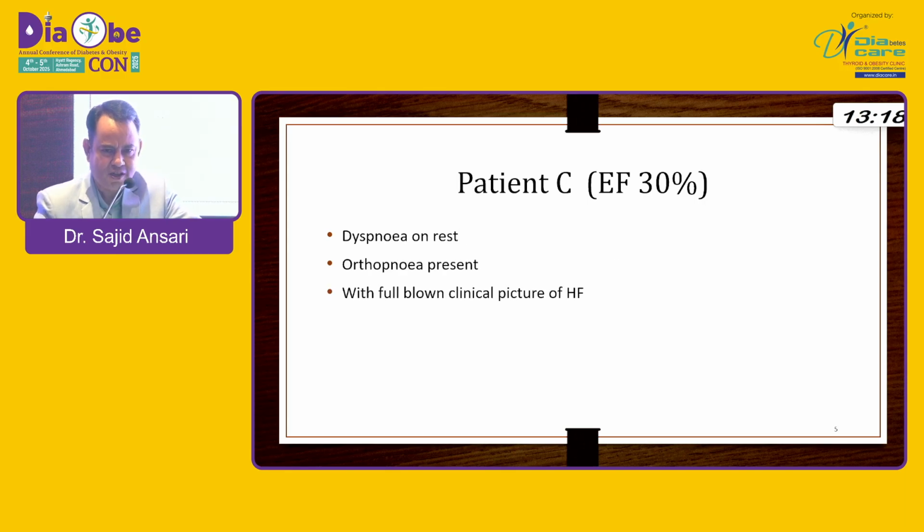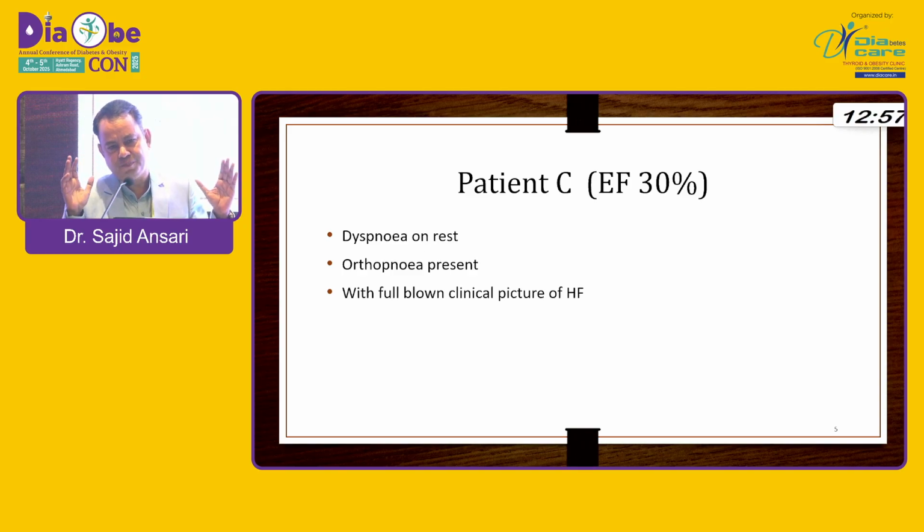And patient C, again ejection fraction 30%. He is dyspneic at rest, with well-established features of CHF and orthopnea. So where are we standing, just thinking of the ejection fraction? And what is ejection fraction? Just simple arithmetic.